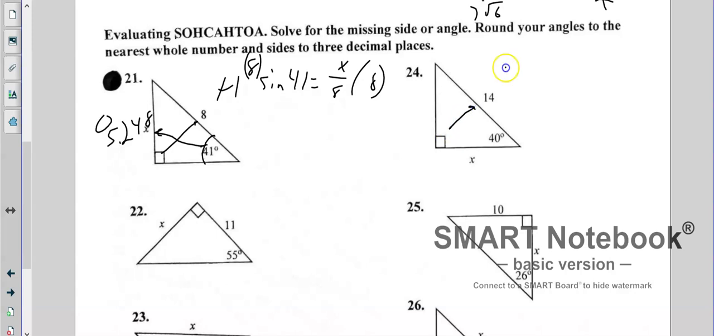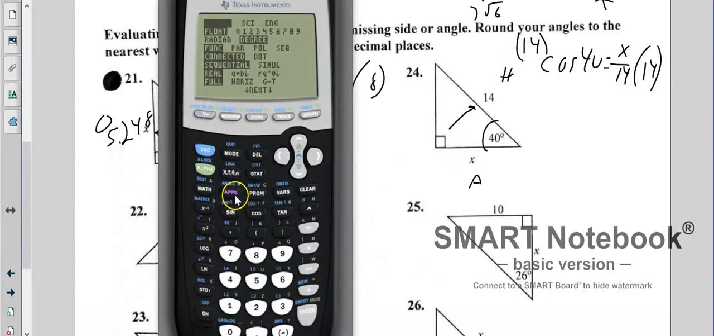Again, we know we have the hypotenuse. Here's the angle, but we're looking at the side right next to it. So that's adjacent. So that's cosine. Cosine of 40 equals adjacent over hypotenuse. Again, this is the easier version when you just simply multiply by 14. So you take your calculator and do 14 times cosine of 40.